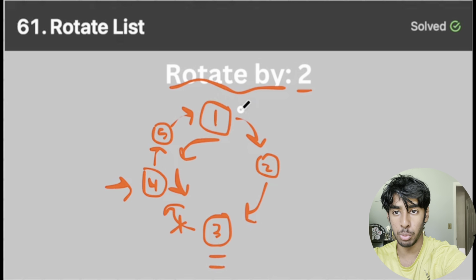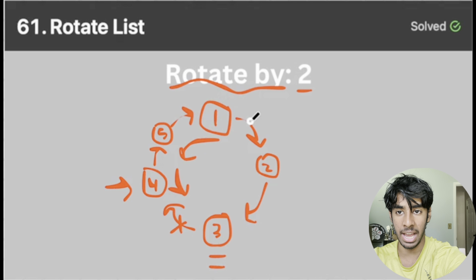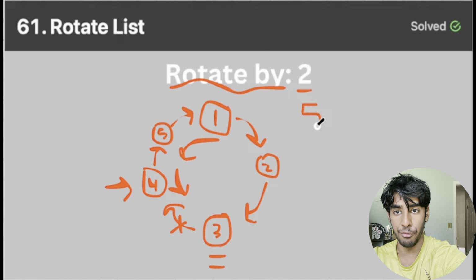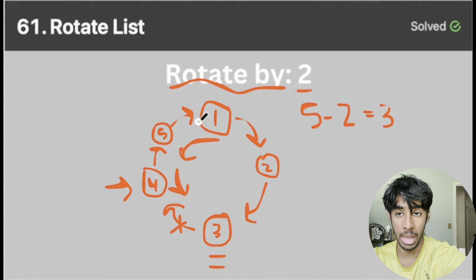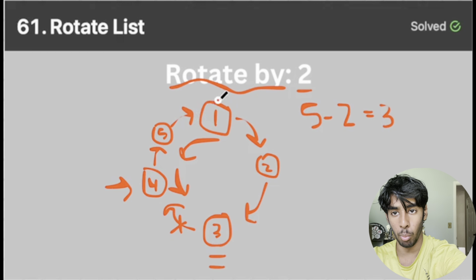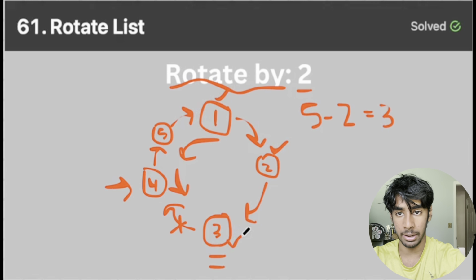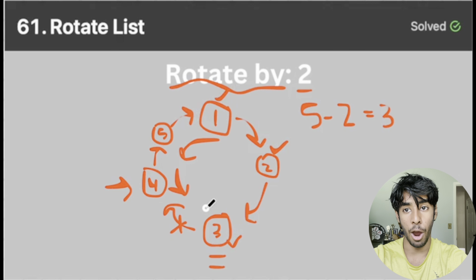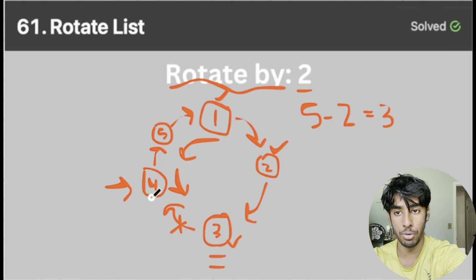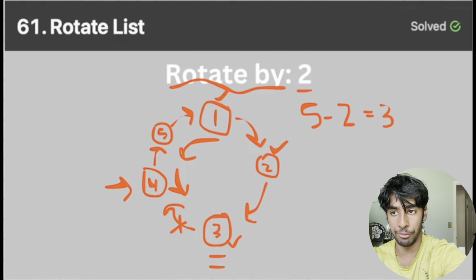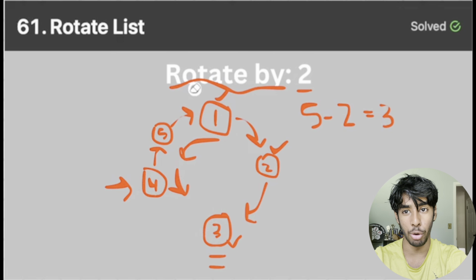So now, since we know that our linked list has a length of 5, we want to move forward 5 minus 2, or 3 nodes from the original head of the linked list, which was 1. So we go 1, check, 2, check, 3, check. And this is going to be the tail of our new linked list. So now we want to remove the pointer that connects 3 to 4. So we're going to erase this. And that's that. That's our rotated list.